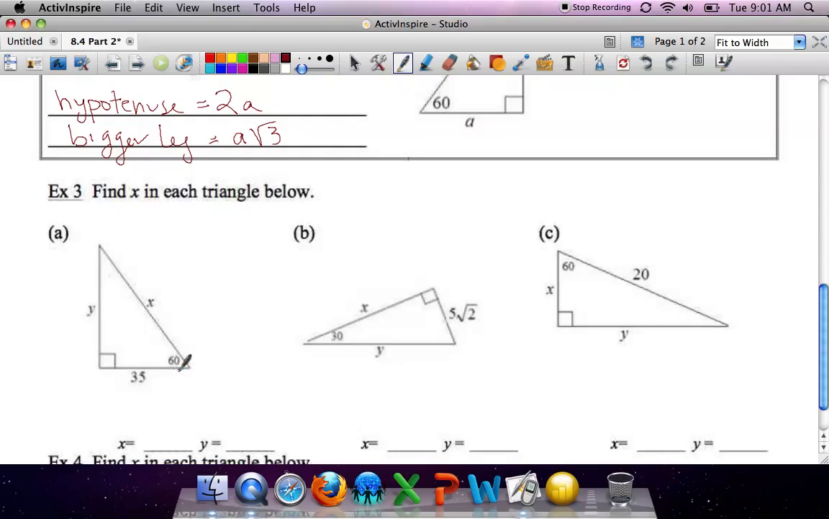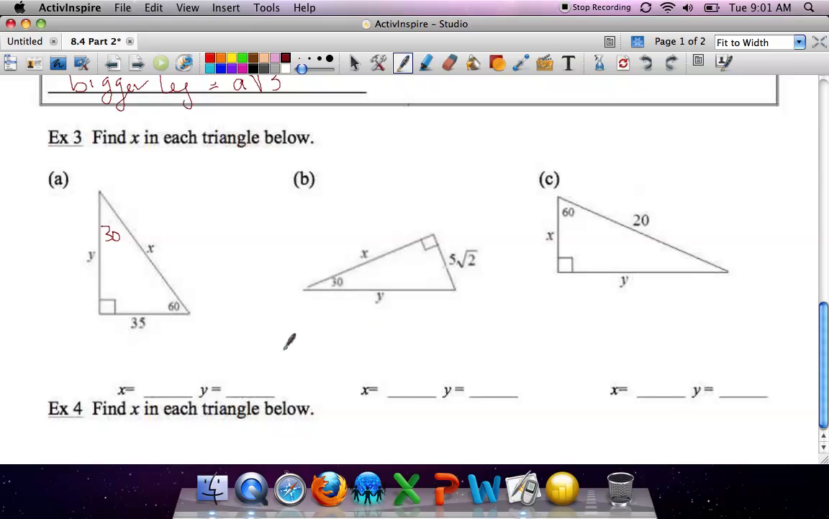So in the below example, we have a 30, 60, 90 here. We know this has to be the 30 degrees. Again, the hypotenuse is always the smallest leg times 2. So x would be 70, and y would be 35 root 3. In this example, the side opposite the 30, the smallest leg, is 5 root 2. What would be the hypotenuse, which is y? It would be 2 times 5 root 2. 2 times 5 root 2 is 10 root 2.